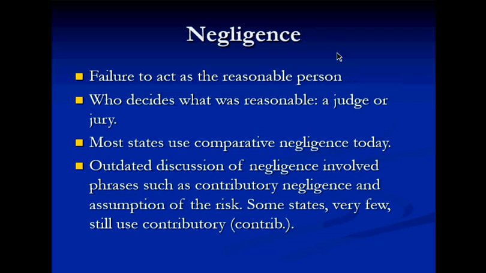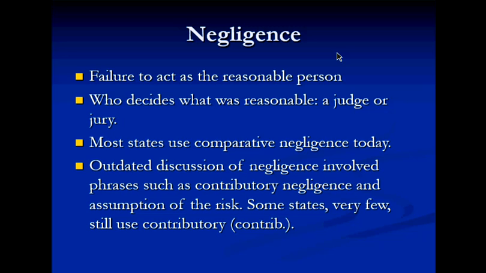Now, negligence. Negligence is the failure to act as a reasonable person would. So this is the standard for a person. The question in the case would be, well, how would a reasonable person have acted in that situation? And when determining who this reasonable person is, because this is a fictitious person, a judge or a jury is the trier of fact. They're the decider, the person or the group that is determining what this reasonable person's standard is for that particular case or set of facts.